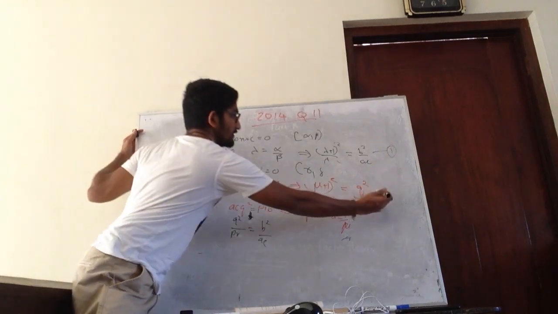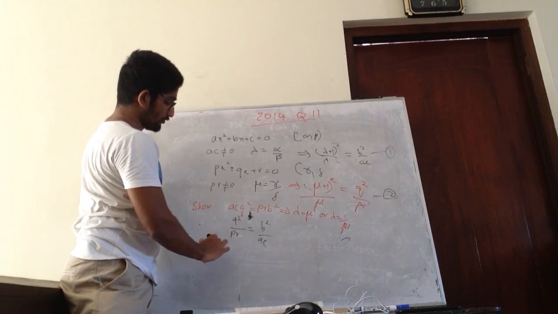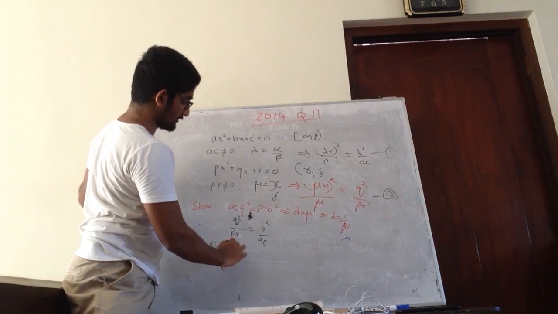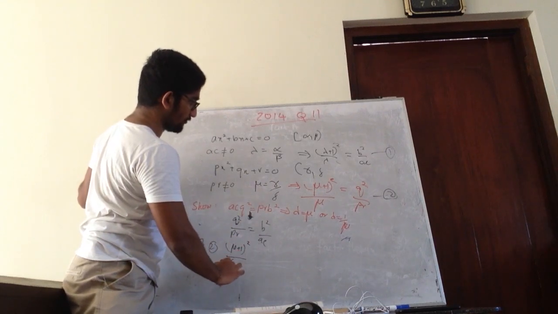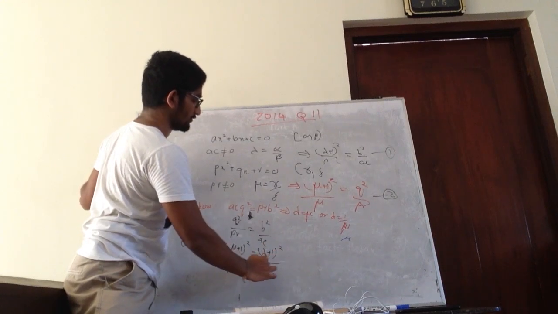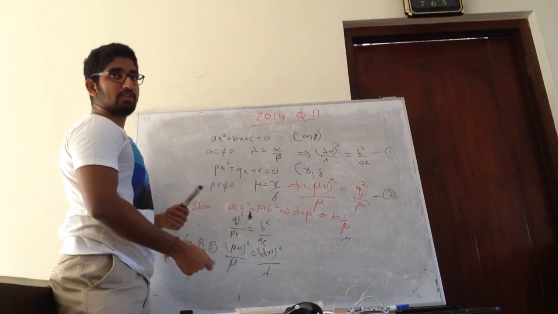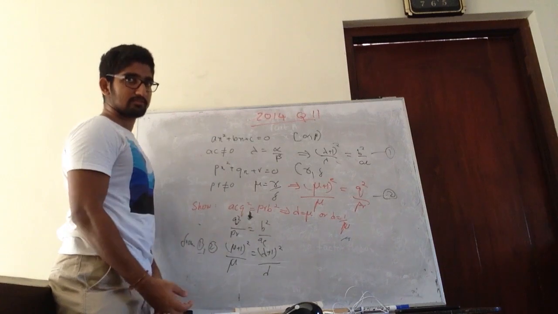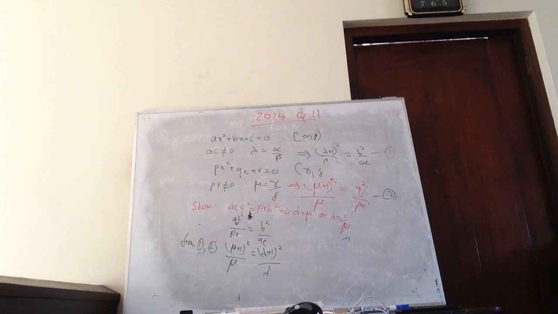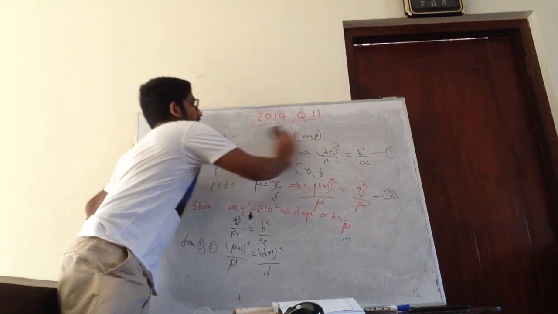Now if I say this as 2, from 1 and 2, I can say that mu plus 1 square over mu is equal to lambda plus 1 square over lambda. So what we need to do is simplify this and get the answer. Right? Now we need to simplify this out. So let's see.